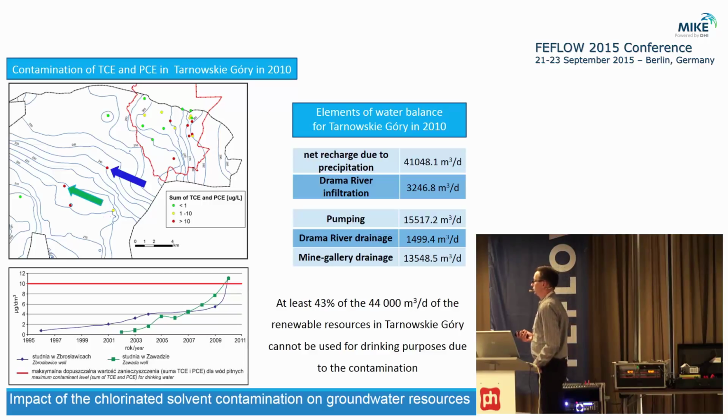And if you assume that the total groundwater recharge is nearly 44 cubic meters per day, and we add the pumping and mining gallery, we can see that nearly 65% of renewable resources is induced by human activity. And because we know that the water in the mine gallery is also contaminated, and 3 wells which pump contaminated water are used for industrial purposes, we can estimate that at least 43% of the renewable resources in Tarnowskie Góry cannot be used for drinking purposes now.